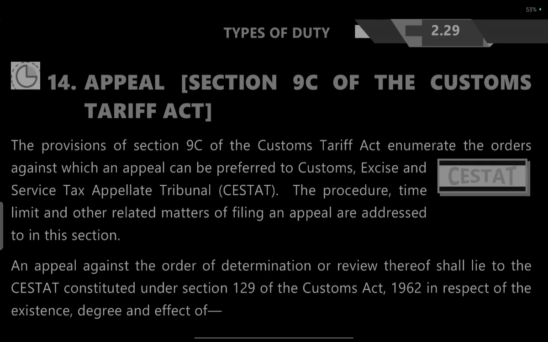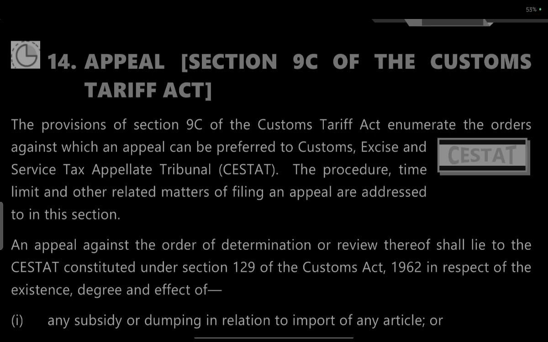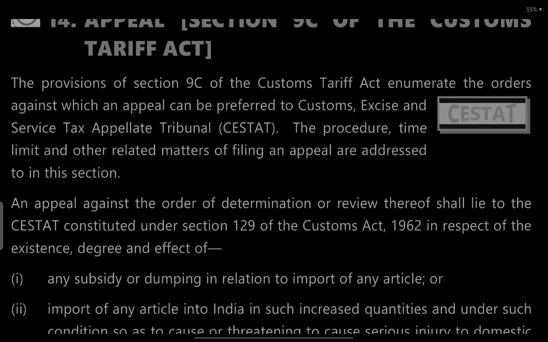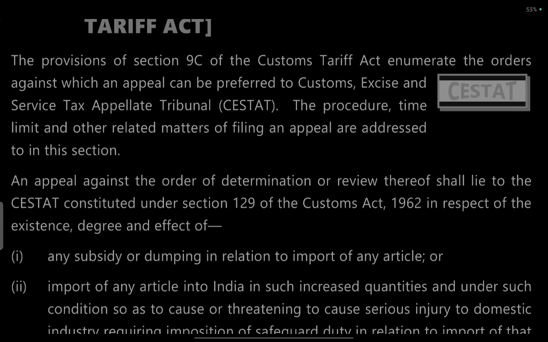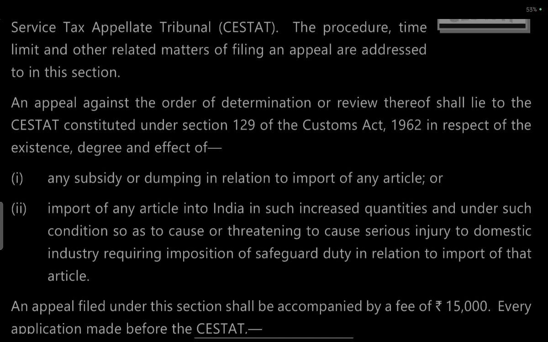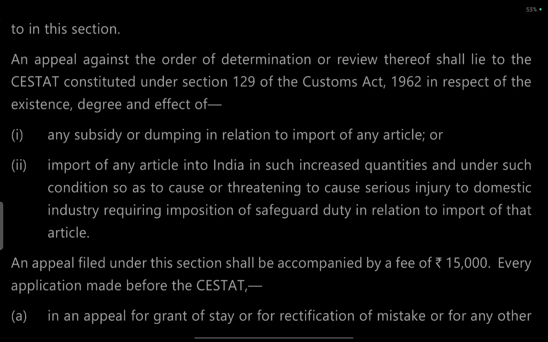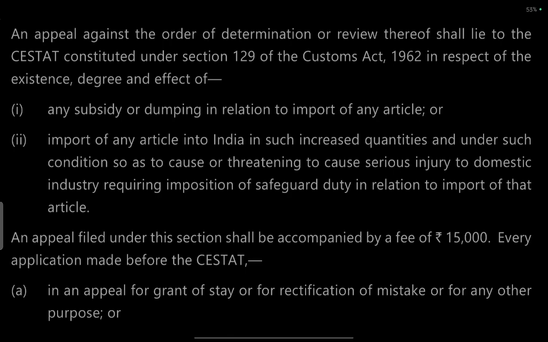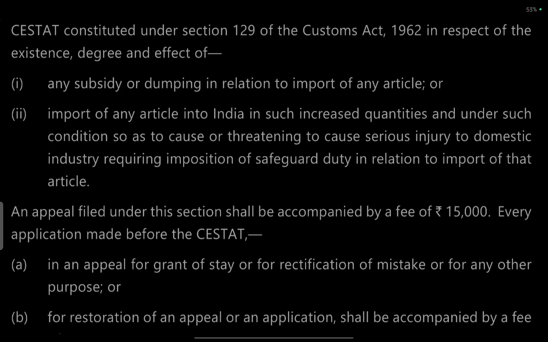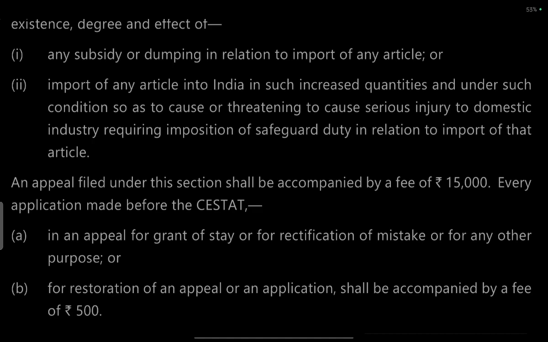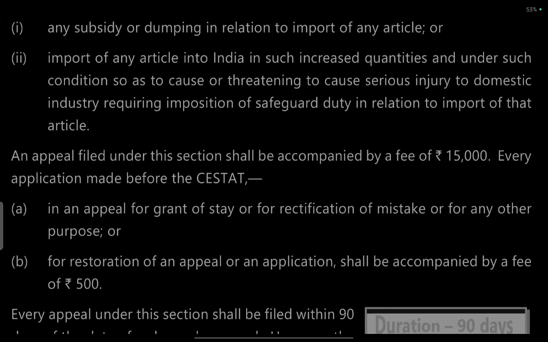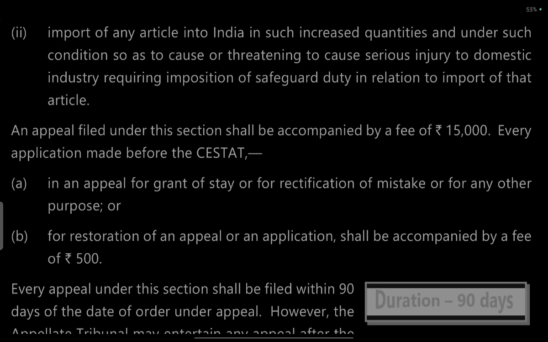Appeal. Section 9C of the Customs Tariff Act. The provision of Section 9C of the Customs Tariff Act enumerates that an appeal against an order shall be preferred to the Customs, Excise and Service Tax Appellate Tribunal, CESTAT. The procedure and time limit for filing an appeal are as follows. An appeal against the order as determined in the review thereof shall lie to the CESTAT constituted under Section 129 of the Customs Act 1962, in respect of the existence of subsidy or dumping in relation to the imports of the articles, or import of such articles into India in such increased quantity and under such conditions as to cause or threaten serious injury to domestic industry, and requires imposition of safeguard duty.